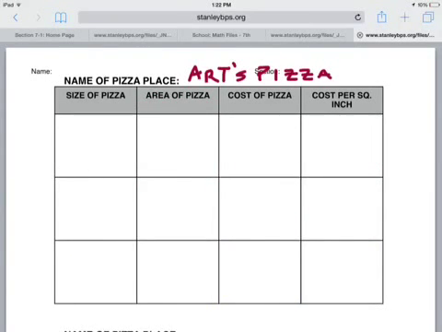Okay, here's a little help for anyone that needs some with this evening's homework, which has to do with filling in the tables that we've been working on in class. Size of pizza, area of pizza, cost of pizza, and the cost per square inch. So if you're a little bit confused, feel free to watch this video, and hopefully I can answer a couple questions that you may have.